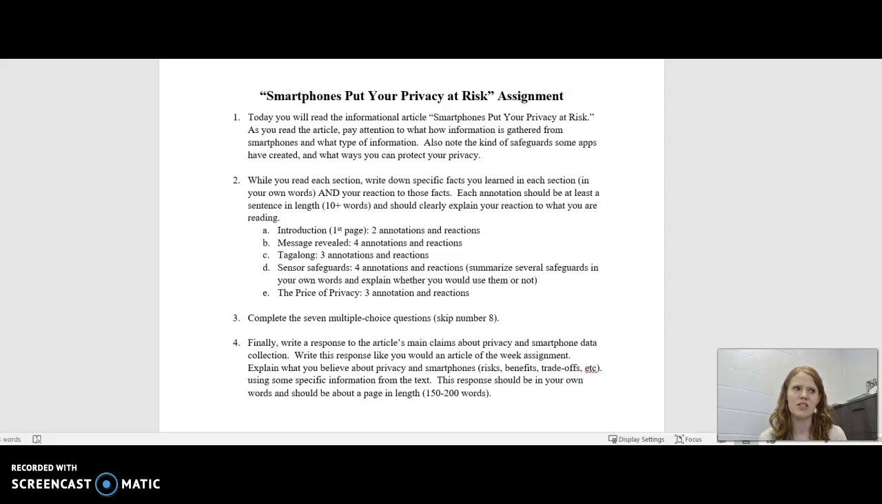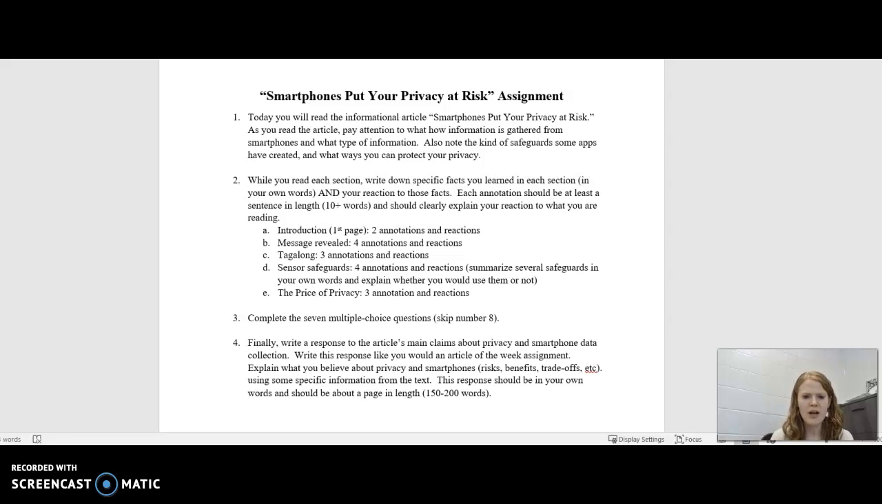The trade-offs of privacy versus convenience, right? While you read each section, I want you to write down some specific facts that you learned about each section. Those should be in your own words. And I also want you to write your reaction to those facts. For instance, if you didn't know that certain information was gathered, tell me that, or tell me what you're surprised about, what you already knew, or what bothers you about what kind of information is gathered and why.